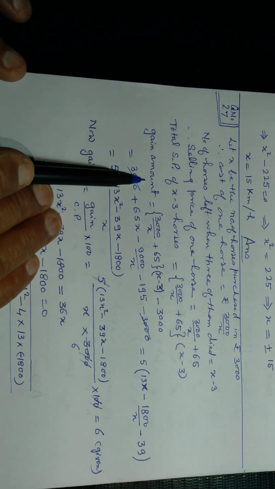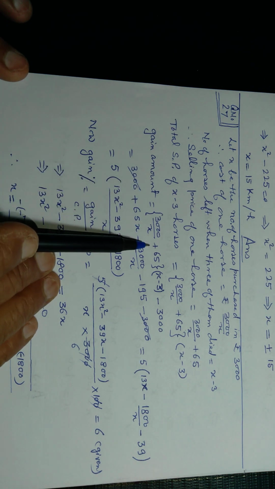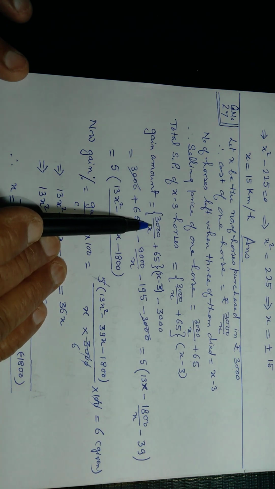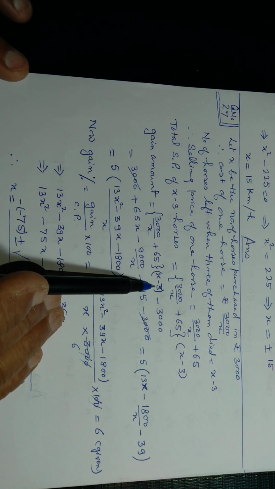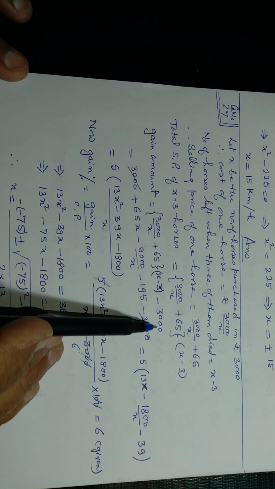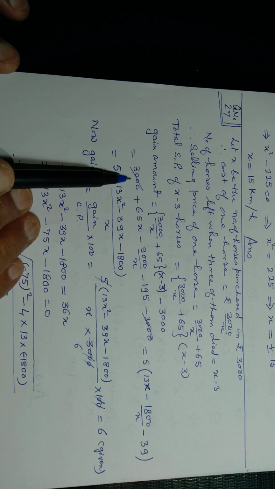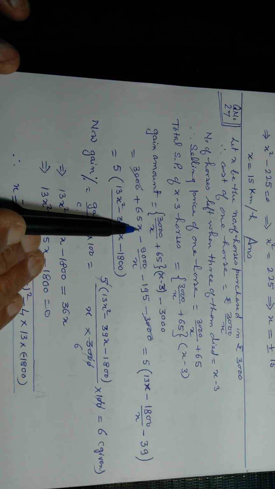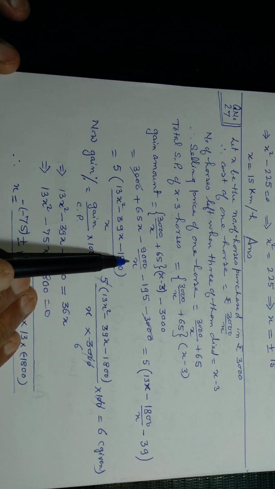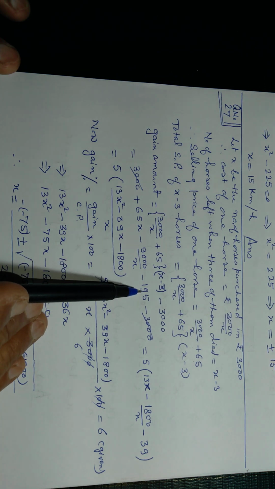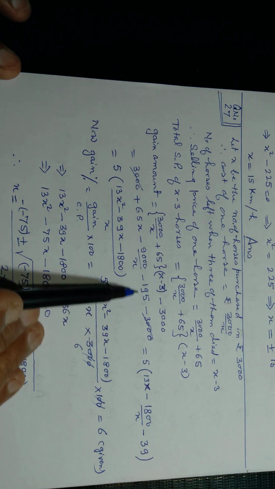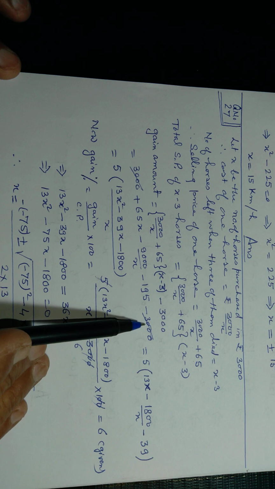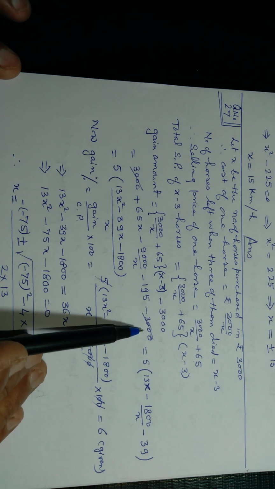So gain amount will be the total selling price minus cost price. So the total selling price is 3000 divided by x plus 65, multiplied by x minus 3, minus 3000. Now open this bracket and solve it. Just multiply this, you will get 3000 plus 65x minus 9000 by x minus 195 minus 3000. You see this 3000 and this 3000, one is plus, other is negative, so they will cancel each other.